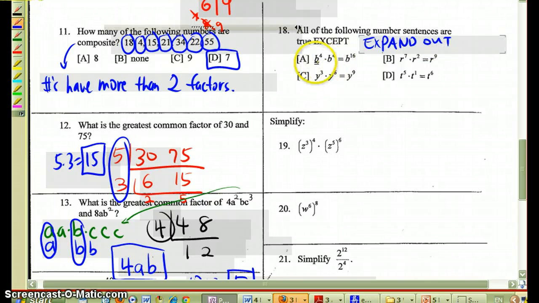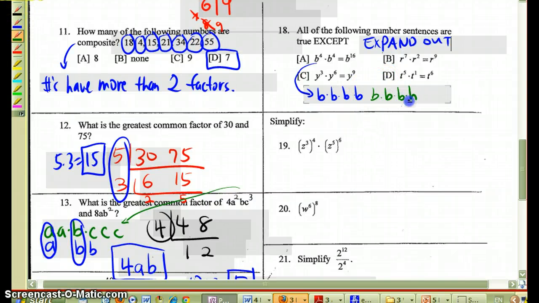So if I look at A, if I were to expand that out, B to the fourth is B times B times B times B. And another B to the fourth, which would give me another times B times B times B times B. It says it's equal to B to the 16, but there's only 8 B's, so clearly that is not correct.